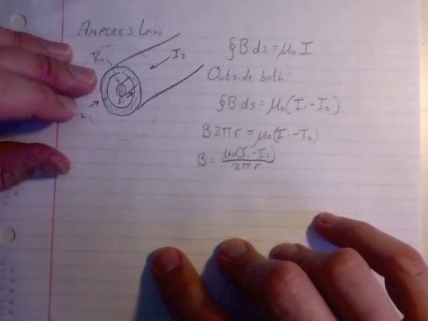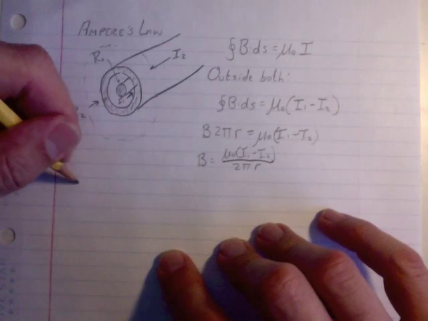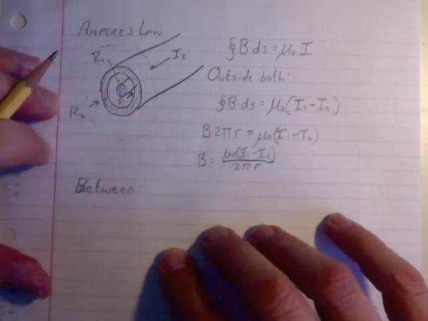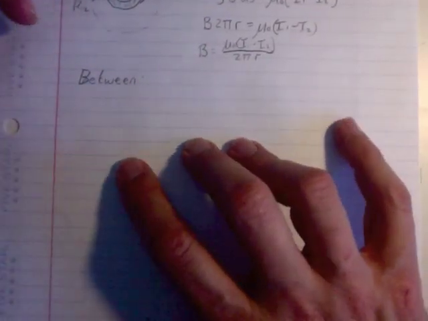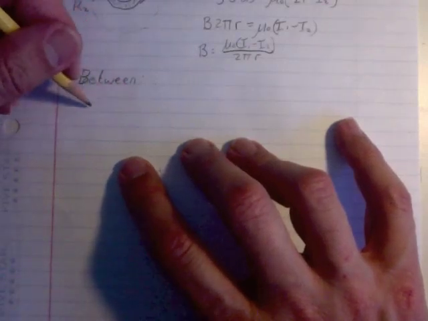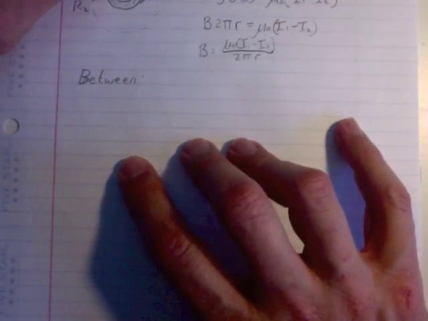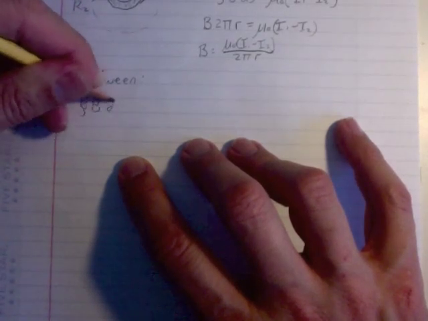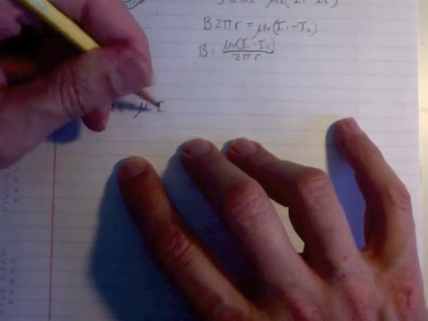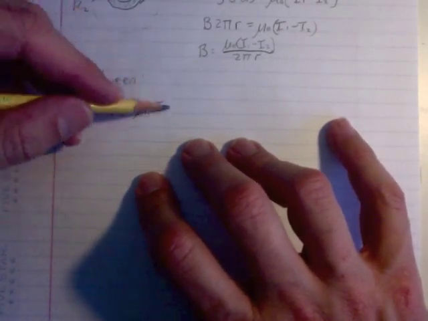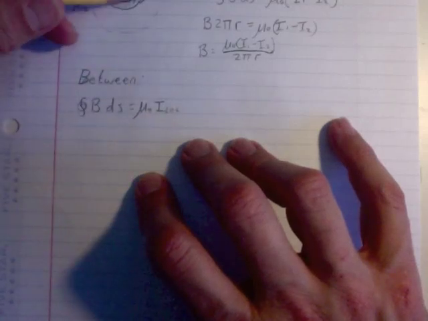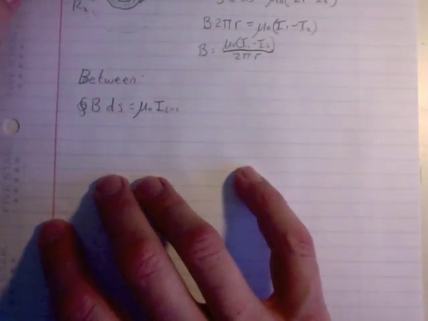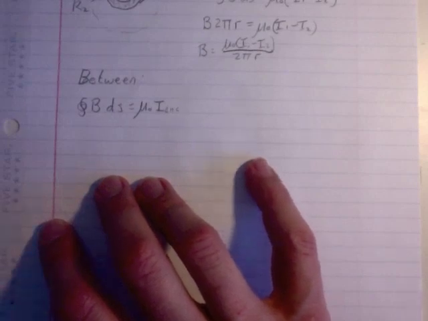Okay, now let's go inside. Inside, oh, between, I should say. Between the two of them, I'm going to draw my Amperian loop in here now. Okay, and so I'm going to have the integral of B dot ds equals mu 0 I. This isn't too hard. Now once again, we only care about the I enclosed. So I don't care about this whole thing. Doesn't this look a lot like Gauss's law, where the stuff outside doesn't affect the E field? Stuff out here doesn't affect the B field inside.